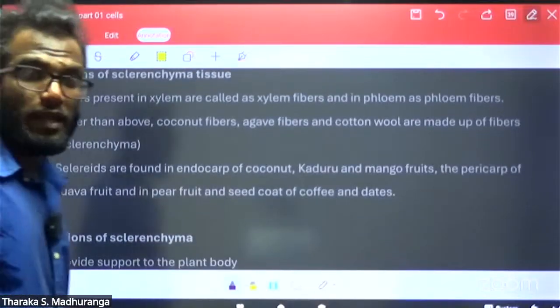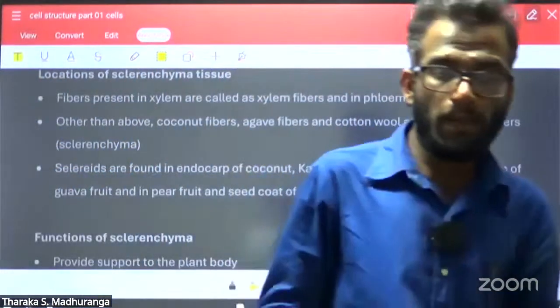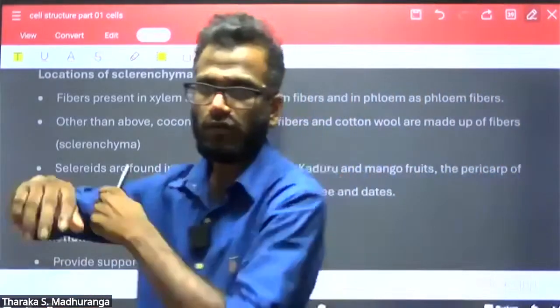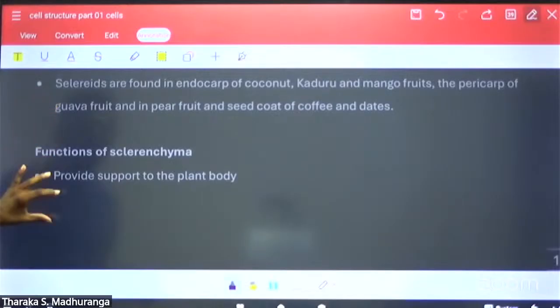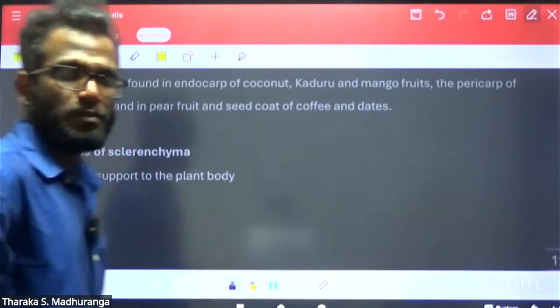Sclerenchyma tissues are mainly important for the strength of the plant, for the support. Okay, for the support. They provide support to the plant body.